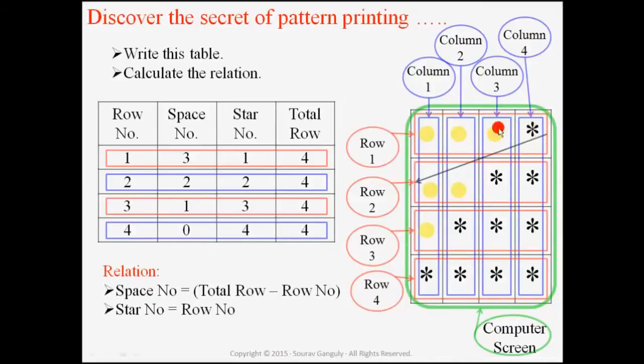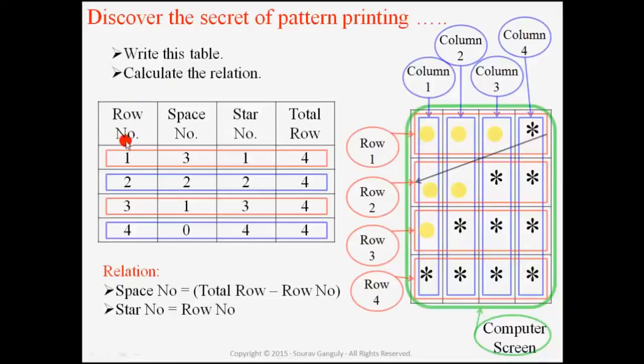This is your pattern. Row 1 contains 3 spaces, 1 symbol. Row 2 contains 2 spaces, 2 symbols. Row 3 contains 1 space, 3 symbols. And row 4 contains 0 spaces, 4 symbols. When you want to solve this type of pattern problem, at first write this table. It is very important. And then calculate the relation between row number, total row number, star number, and space number.